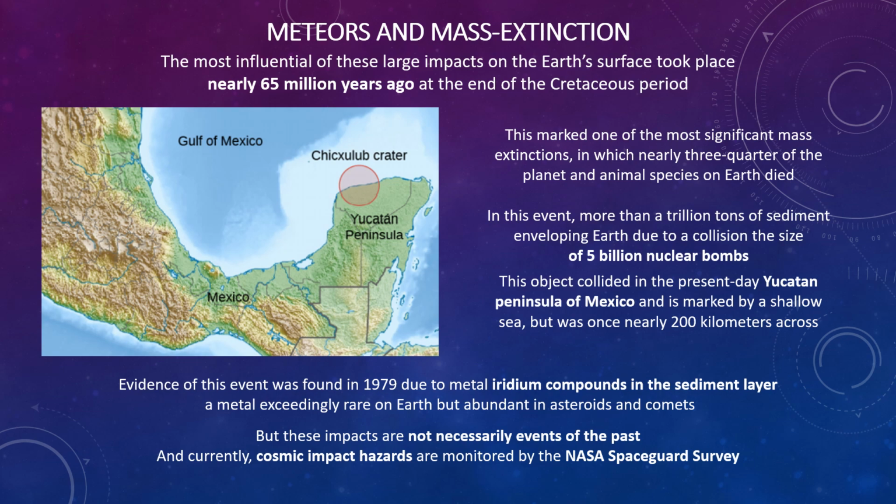So this was one indication that in the past there was an impact from a space originating object on our surface. But these impacts and potential mass extinction events aren't necessarily events of the past. We currently have government agencies like NASA's Space Guard Survey, which is constantly monitoring the sky for potential cosmic impact hazards. I believe that there is actually a small asteroid that was found that has about a 1% chance to impact the Earth in the year 2030. 1% chance is pretty small, but that's actually currently the most threatening object out there that we know of. There could be more things out there that we just haven't seen yet.